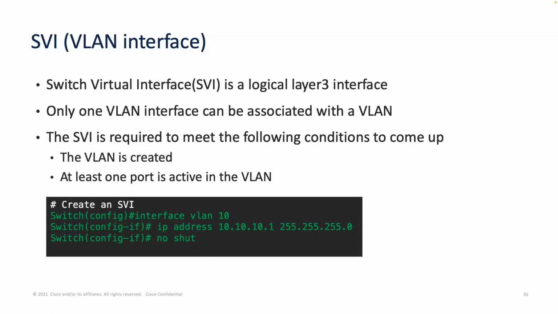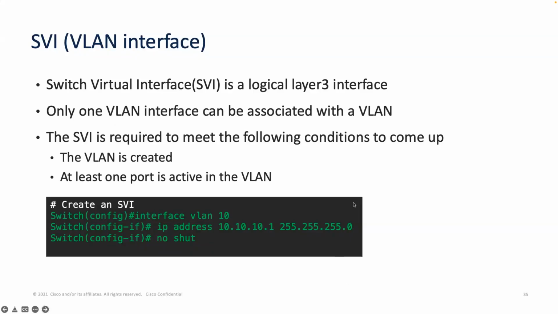So basically, SVI is a logical interface that is created by the users when needed. An SVI can be created for each VLAN, but only one SVI can be mapped to each VLAN. And I believe most of you might have experienced that an SVI stays in protocol down status, even when the interface is already enabled by the no shutdown command.